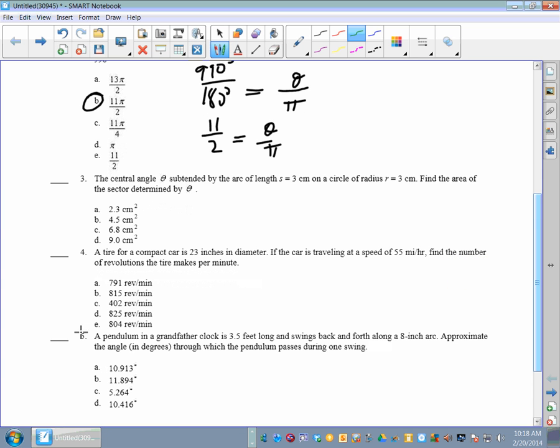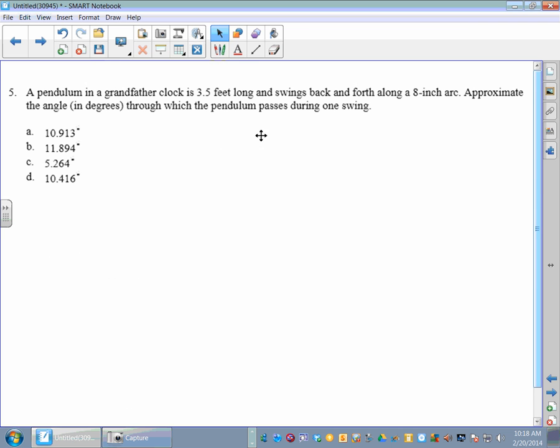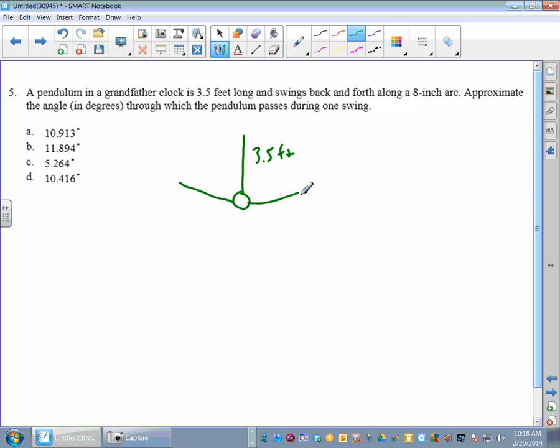Number 5. Pendulum on the clock. Pendulum, they used to have clocks without electricity, believe it or not. They were on pendulum power. You push them and they'd go for a while. 3.5 feet. Swings out an arc of 8 inches. That's obviously very dramatized for the sake of showing it's an arc.